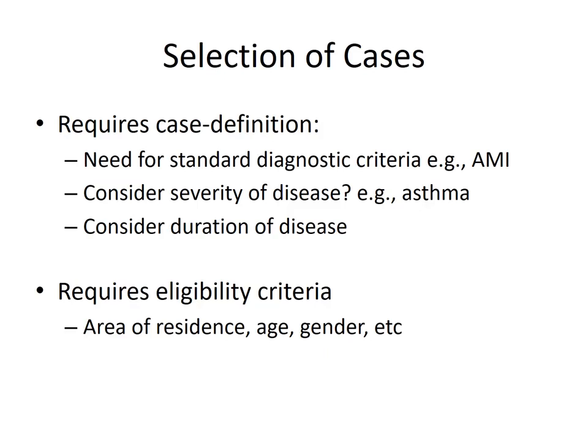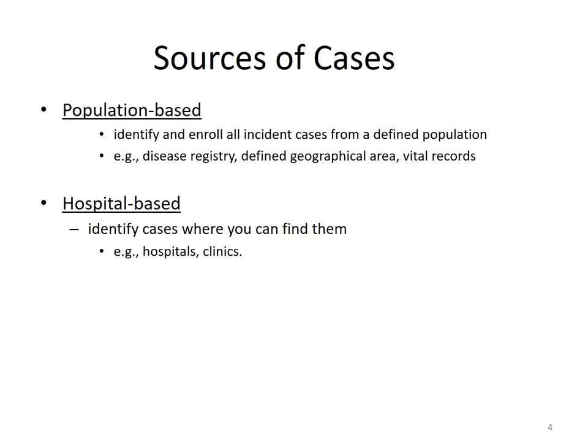This requires eligibility criteria, that's who's eligible, the conditions or the terms of eligibility for the subjects. Sources of cases: two major sources, population-based and hospital-based. Population-based: identify and enroll all incident cases from a defined population. So either we go to a disease registry, for example, if we are interested in breast cancer or colon cancer, we can go to the cancer registry and get a list of all patients who have colon cancer, or define a geographical area. I'm planning to conduct my study in Amman and Erbil, so I search for my data in these areas.